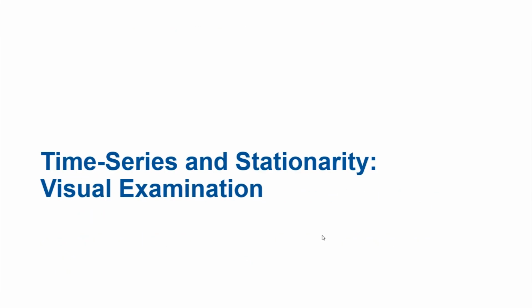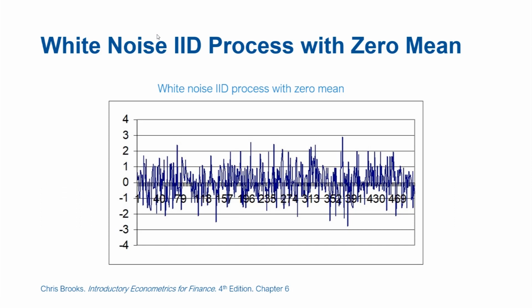In this video, we'll look at time series and stationarity properties, and try to distinguish between different processes through visual examination. Let us first look at this white noise process with zero mean. Notice how frequently this process fluctuates around its mean. It quickly comes back and forth around this mean. This characterizes the white noise process with a zero mean.